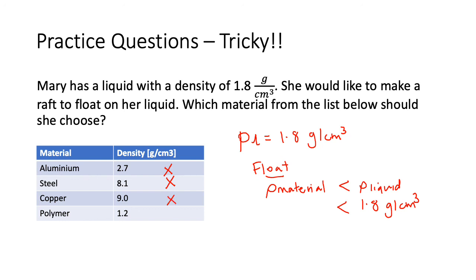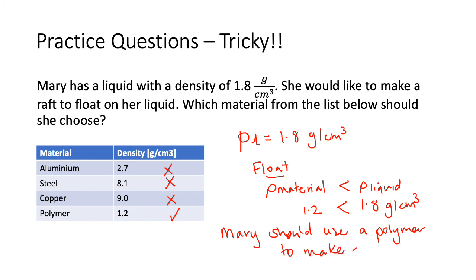The polymer has a density of 1.2. 1.2 is less than 1.8, so therefore Mary should use the polymer. So the answer to the question, Mary should use a polymer to make a raft.